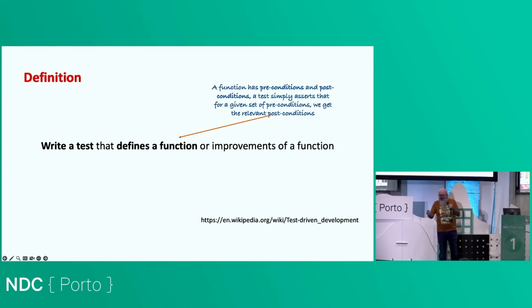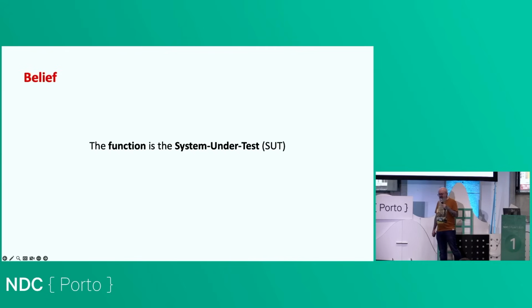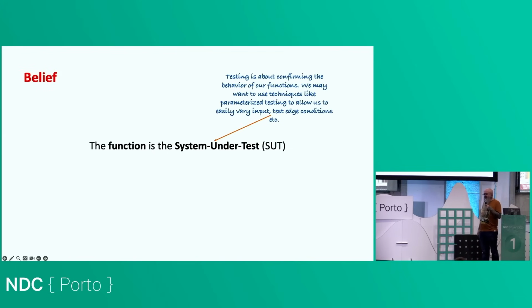Okay, it seems to make sense, right? We talked about tests having preconditions, how does the world look before I run my test? And postconditions, how does the world look after I run my function? Seems to make sense that would be a good interception point, right? Implementation is just, how do I implement that function? There are some problems. The function is the system under test, is basically what we're saying, right? So testing then becomes confirming how functions work.